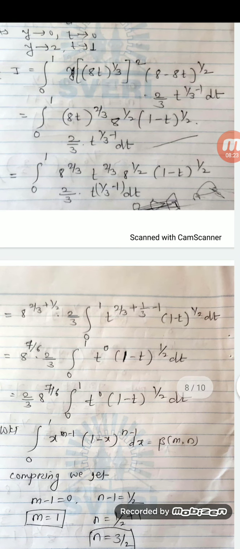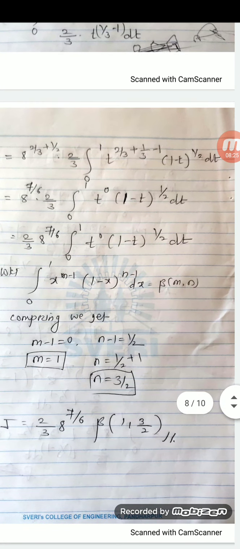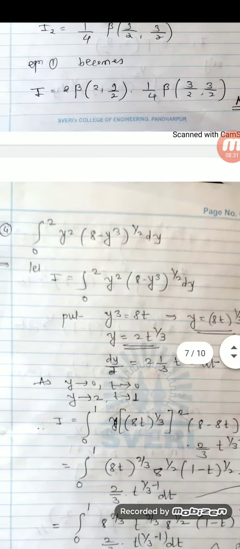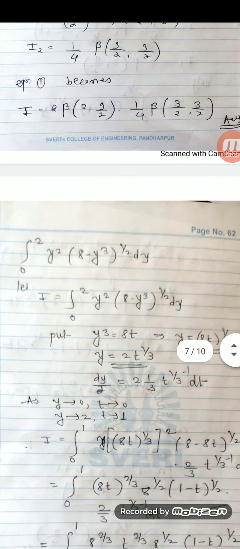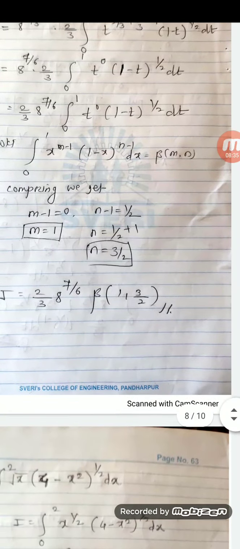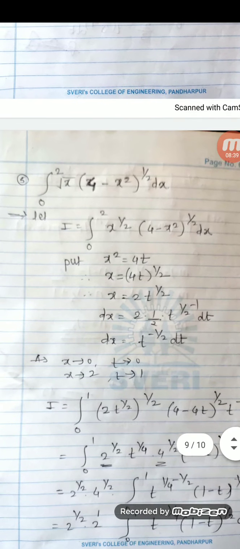take all constants common and use the definition of the beta function. Compare the values of m and n. Compare all the values so that we will get them. By using the definition of the beta function, we will get the values of m and n. Put the values. Let's consider one more similar example.